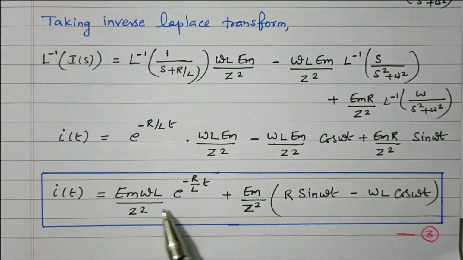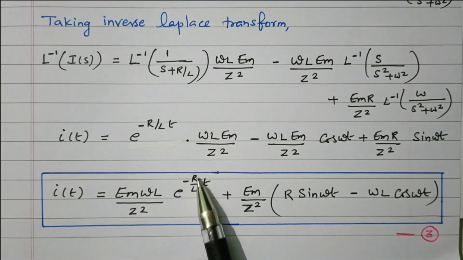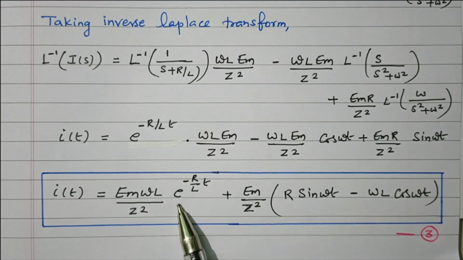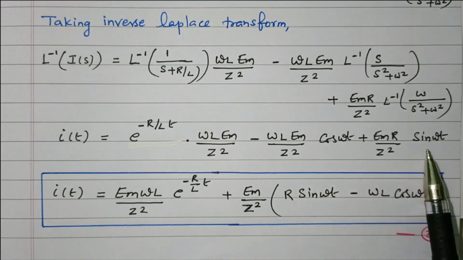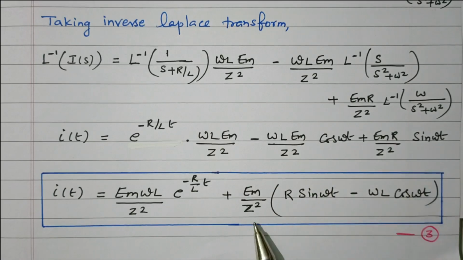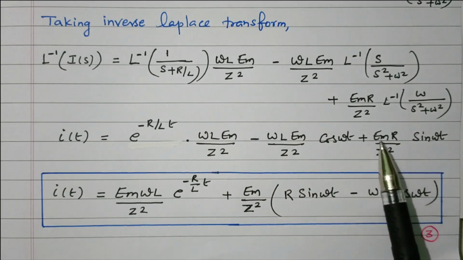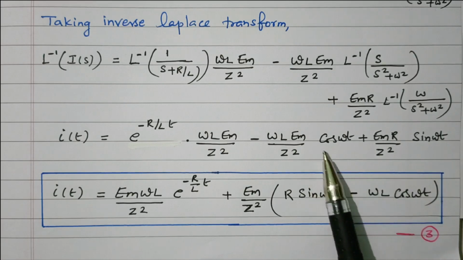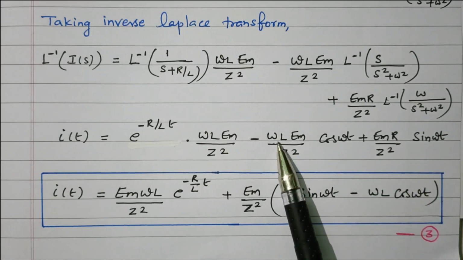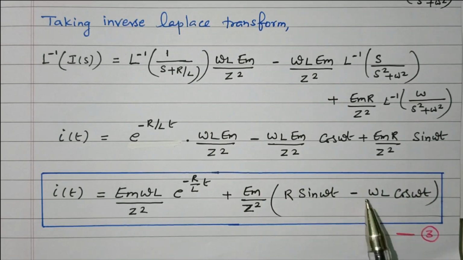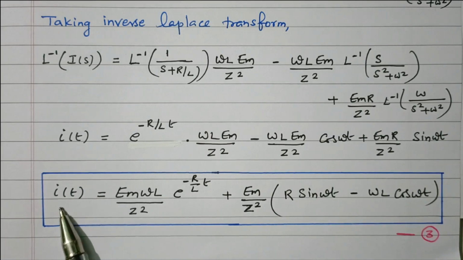Right. Now this term, Em omega l divided by z square, is constant, multiplied by e power minus r by l t, which is an exponential function. Here cos omega t and sin omega t are available. Em by z square is commonly available, so taking it outside, we have r sin omega t, and Em divided by z square is constant. Omega l is available, and also minus omega l cos omega t. So this is the final expression, the transient current of the RL circuit while applying a sine wave.